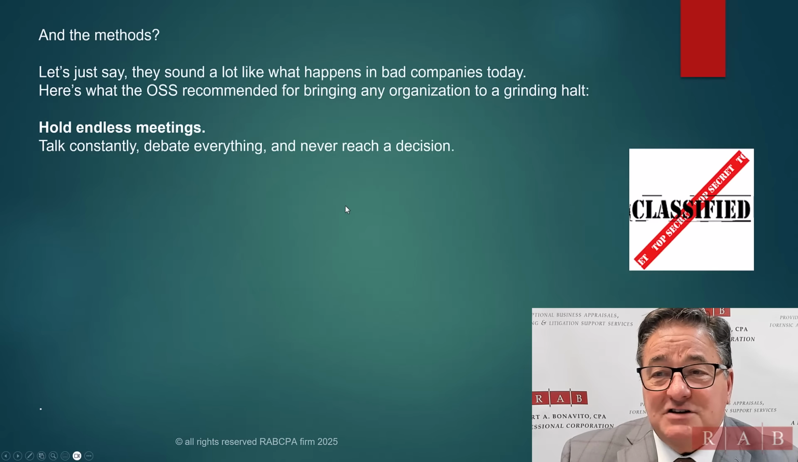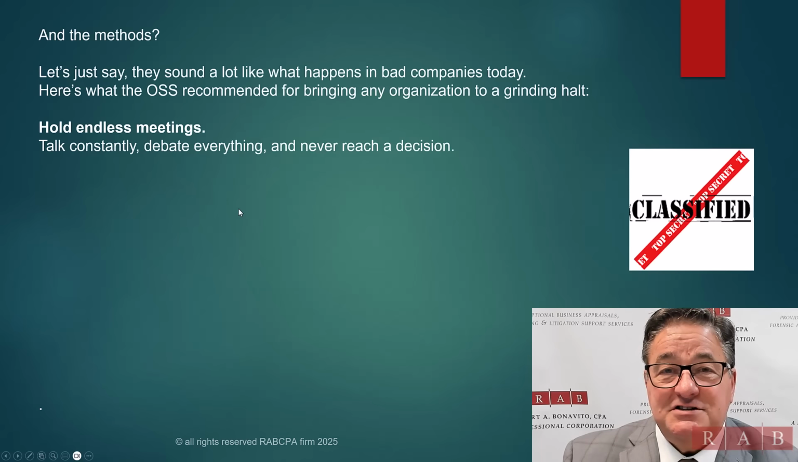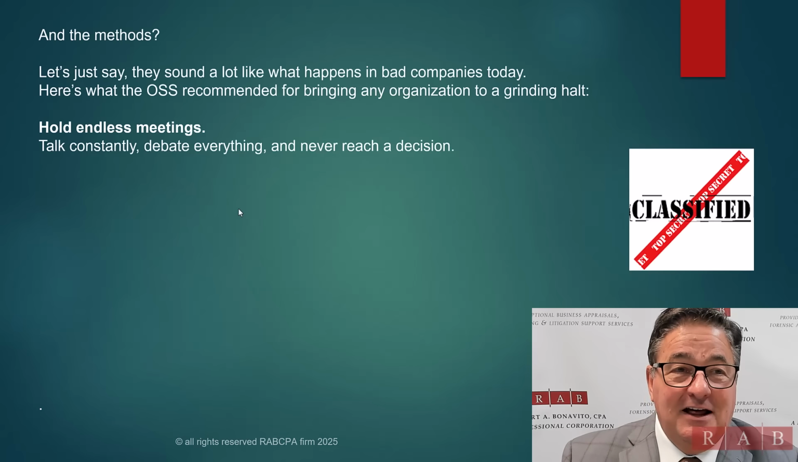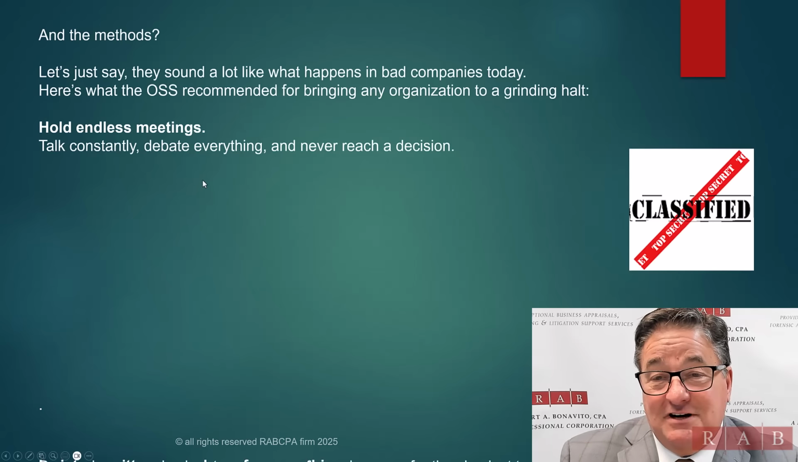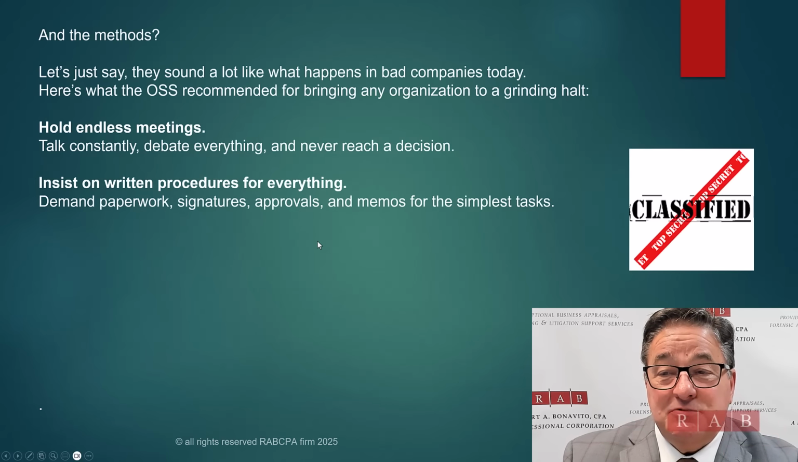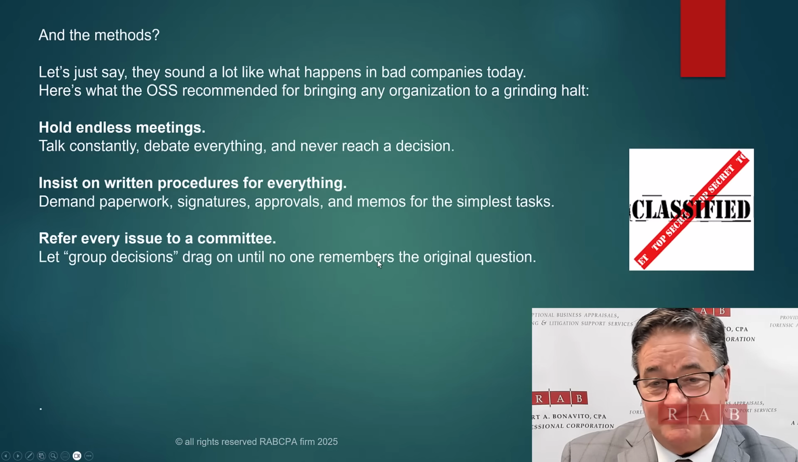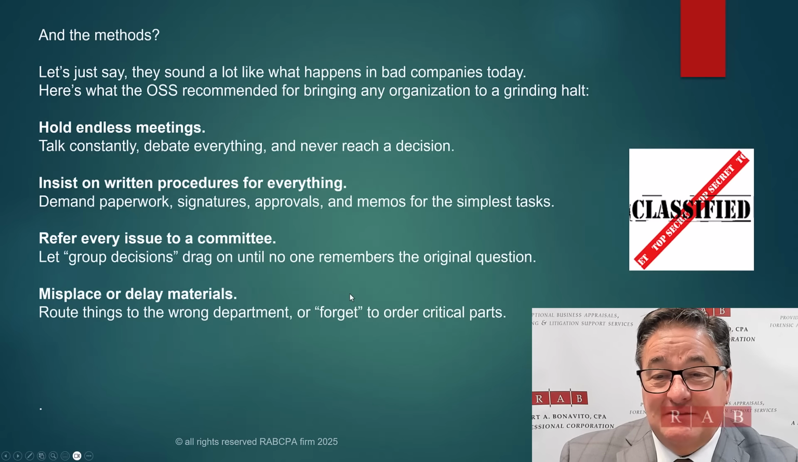Now, here's the first thing the manual suggests. Hold endless meetings, debate everything, and never reach a decision. This is what they're telling managers to do behind the lines, and we see it all the time. Insist on written procedures for everything. I'm thinking of actual people and companies when I read these. Everything has to be written and approved. Refer every issue to a committee. We all know people that do this and make no decisions.